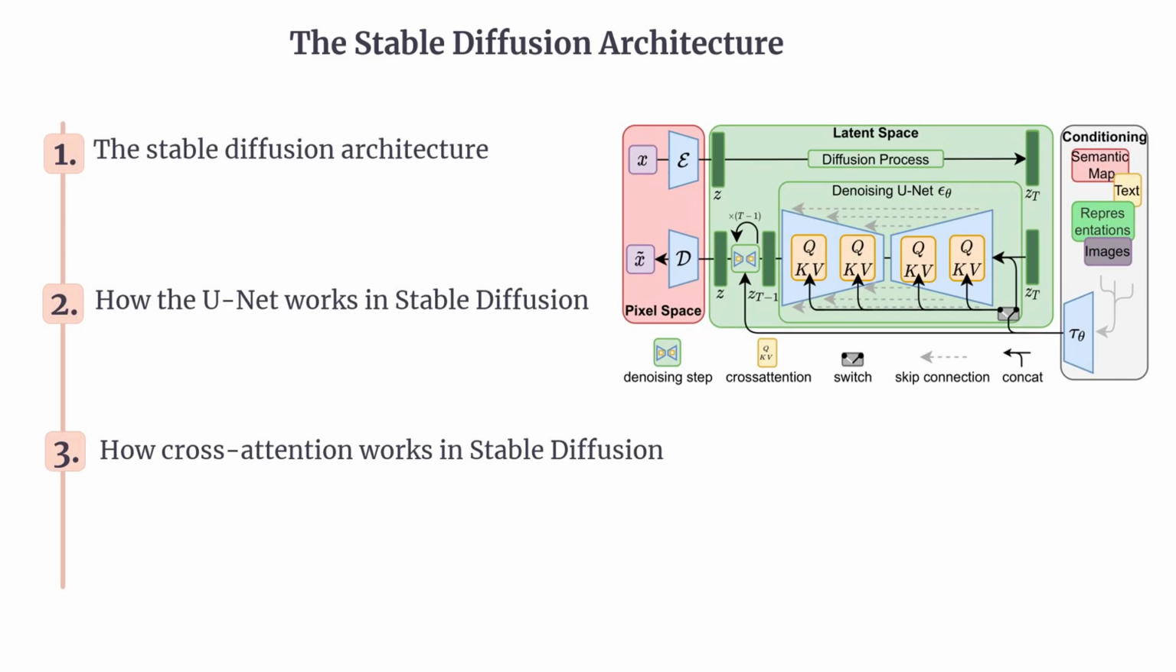Stable Diffusion is an advanced deep learning model that generates images from text descriptions. It's an exciting approach to text-to-image generation. Let's explore it in 3 parts. The Stable Diffusion architecture. How the U-Net works in Stable Diffusion. How cross-attention works in Stable Diffusion.